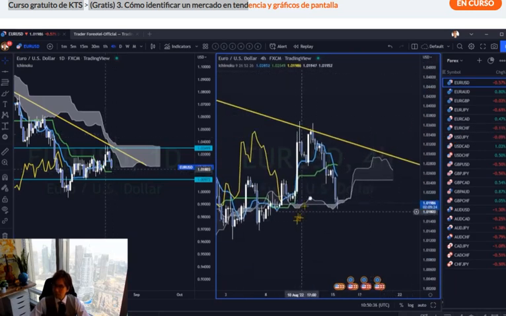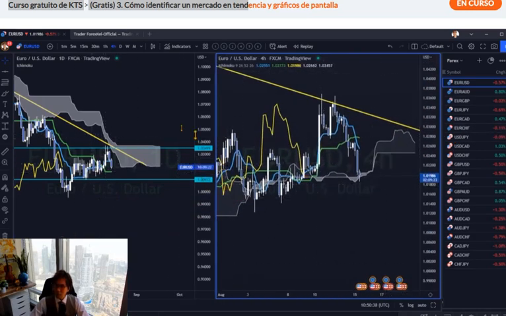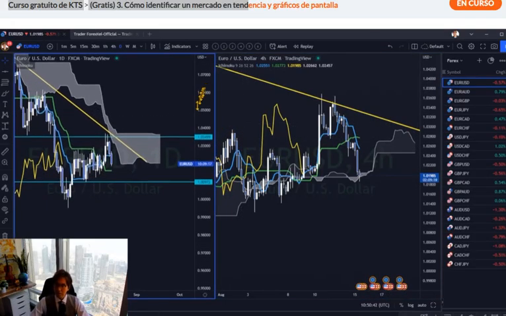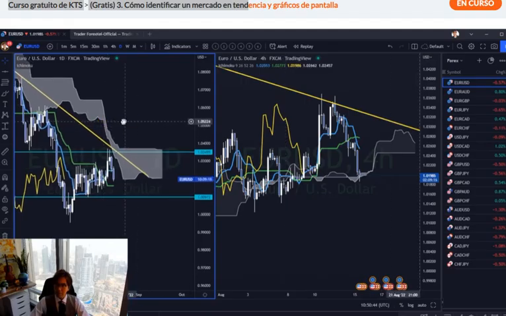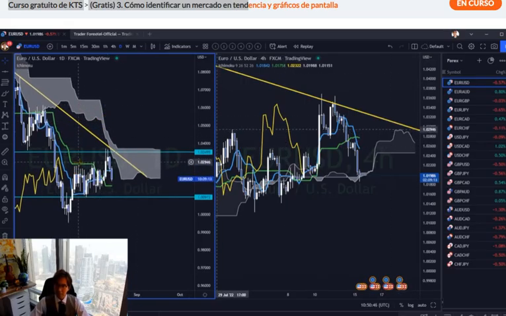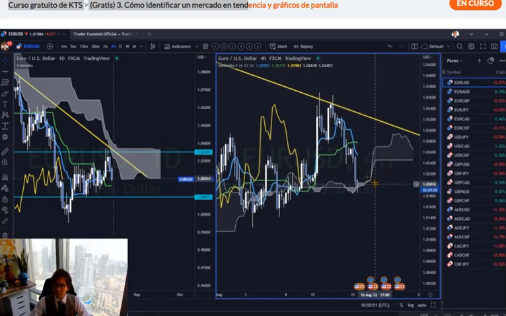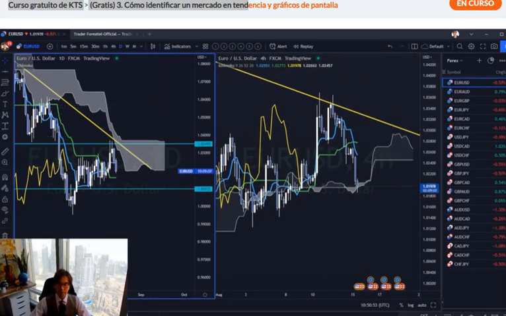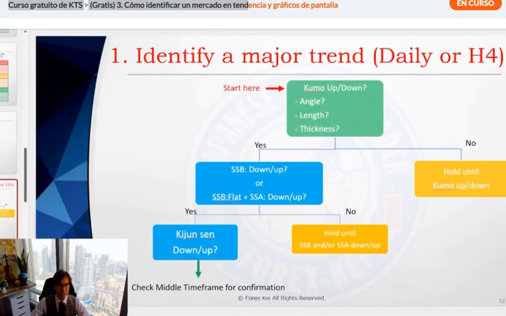Of course, you can do either way. A 4-hour can be on the left, daily can be on the right, depending on your preference. But simply, I take the daily time frame on the left, the 4-hour on the right, and I screen charts. So how I identify a trending market is based on this one here.